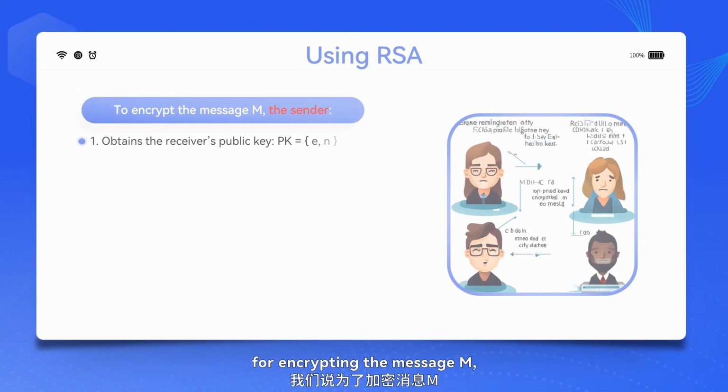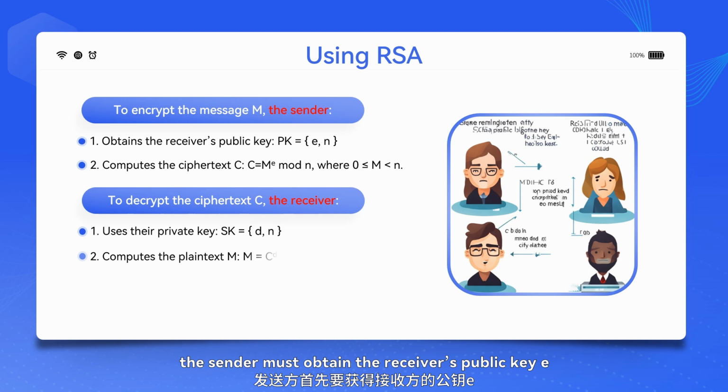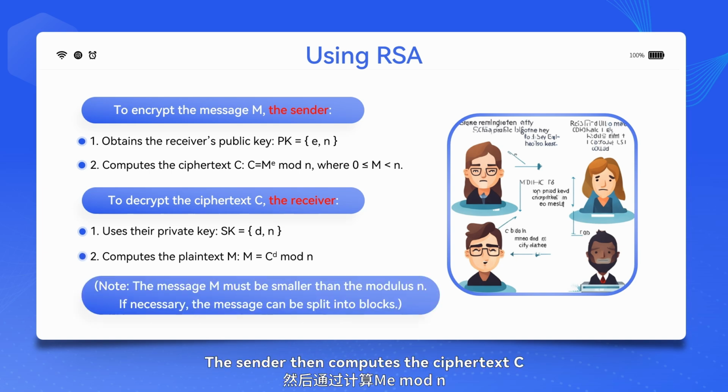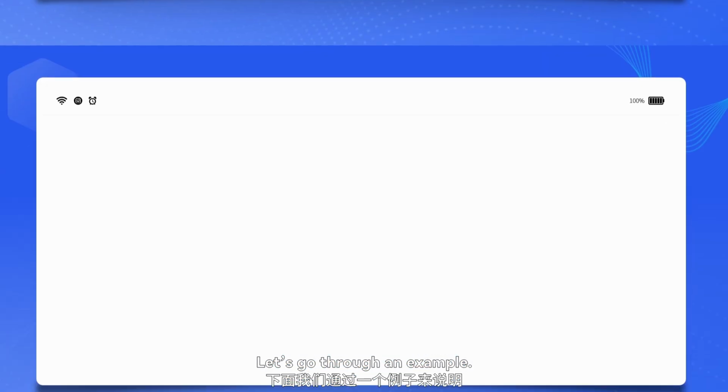When using RSA for encrypting the message M, the sender must obtain the receiver's public key E, since the public key is openly available and does not need to be kept secret. The sender then computes the ciphertext C using the formula M to the power of E modulo n. Upon receiving the ciphertext C, the receiver uses their private key D to recover the plaintext M by calculating C to the power of D modulo n. Let's go through an example.